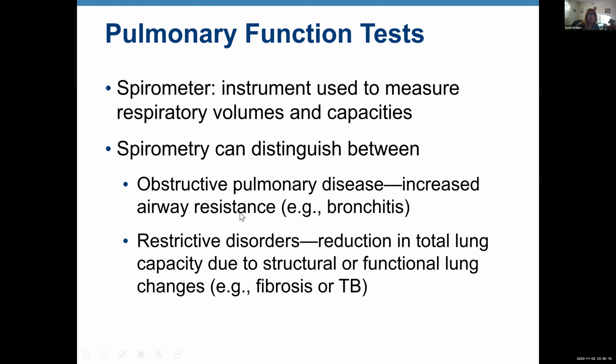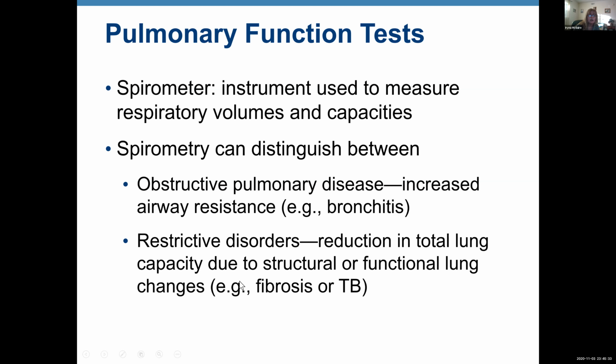For example, bronchitis. So that would be a problem in bronchioles, primary, secondary, tertiary bronchioles, right? In these tubes that lead to your lungs, that will be obstructive.